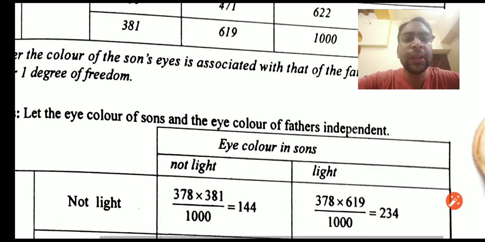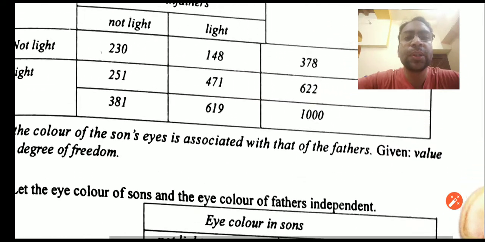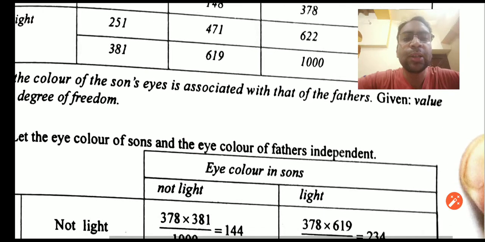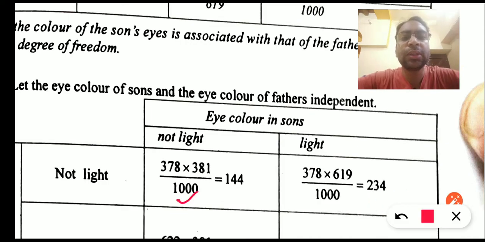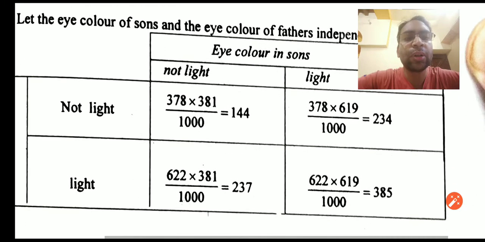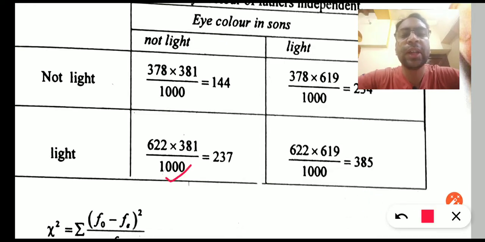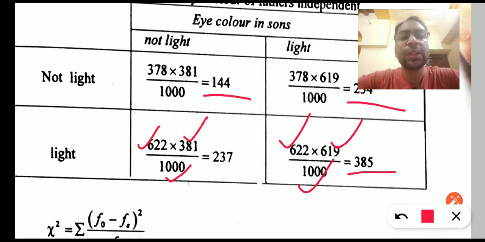For example, in this first cell we have 378 cross 381 divided by 1000. This division is by the grand total. For each cell we'll have to perform it in the same way. This is the grand total, this is the sum of the row, and this is the sum of the column. So we've got the new value of the cell. Similarly, for the other cells also we'll perform the calculation. This is the grand total, sum of the row, sum of the column. So we have got these new values.